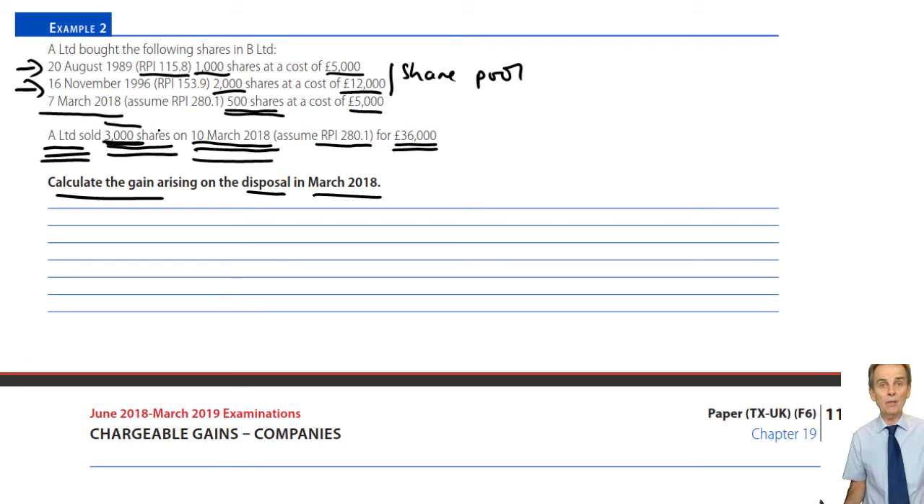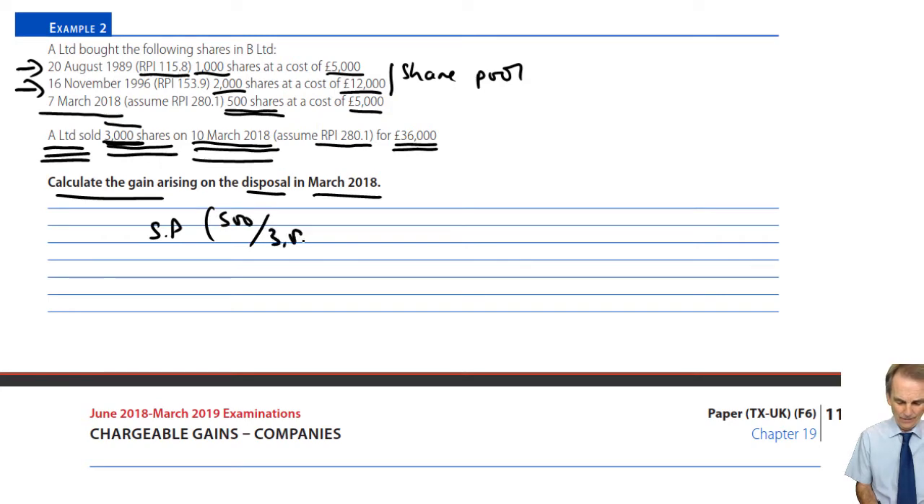So now we do a specific gains calculation. I've not bothered about the RPI because for any shares acquired in the previous 9 days, there is no indexation allowance. So what do we want? Sales proceeds. This is on 500 of the 3,000 shares that were sold for £36,000.